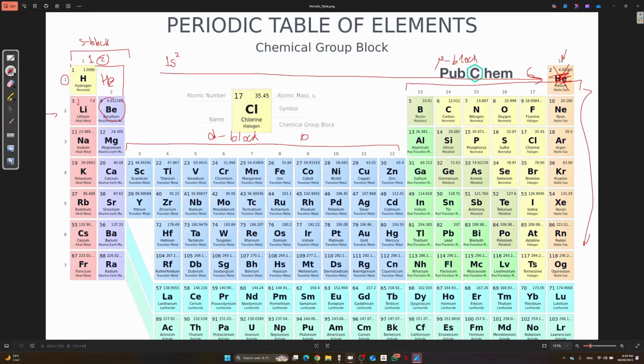1S2, then 2S2. So we reach beryllium. Since we're on the second row, we say 2 now. S. How many S's? 2, because we're on S2 here. Let me give you another one.